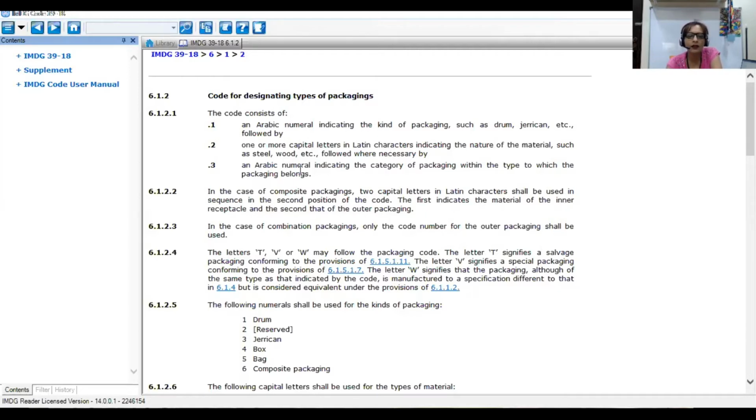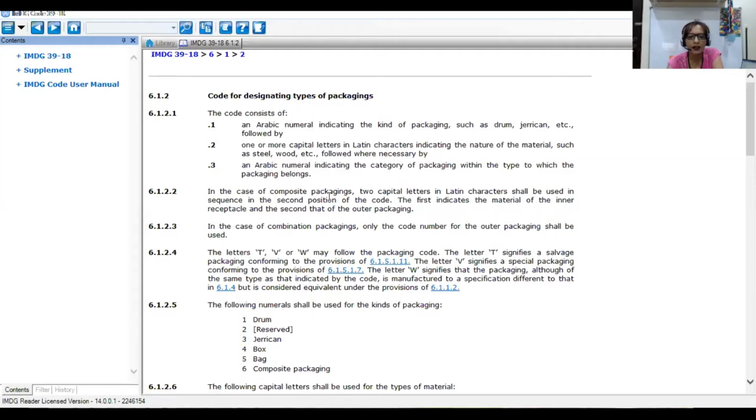And then another numeral is used. Some packages will have a numeric after the alphabet. So the numeric after the alphabet is actually talking about a subcategory. In the case of drums, you have removable and non-removable heads. In the case of bags, you may have inner liners or waterproof liners or whatnot. So these are the subcategories.